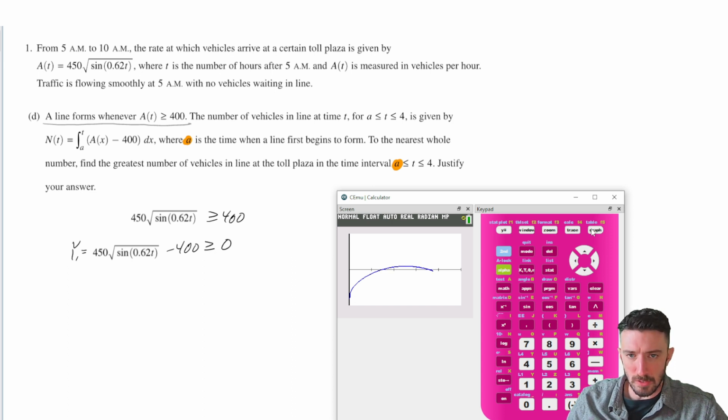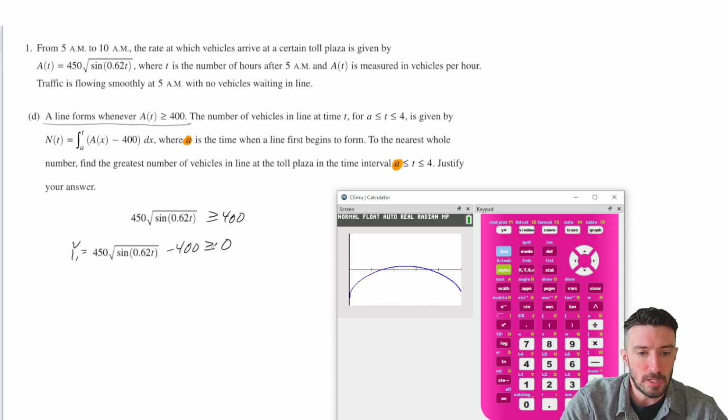So it looks like it's getting us a pretty good image of what's going on. But we've got to remember that we're interested in where this thing crosses the x-axis and where it's above the x-axis. And we're saying a is the time when a line first begins to form, but that will happen if capital A is greater than 400, and that'll happen if this is greater than 0. So let's try to figure out where it's 0.